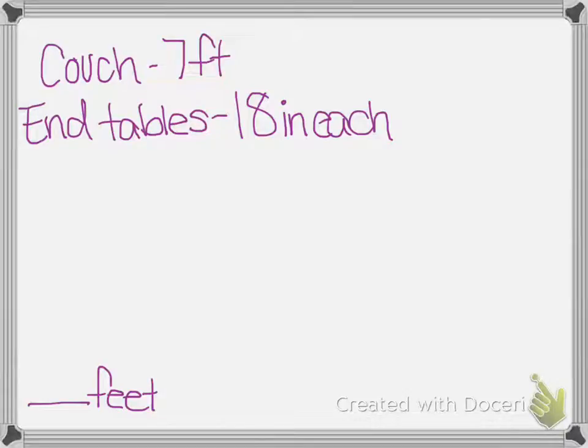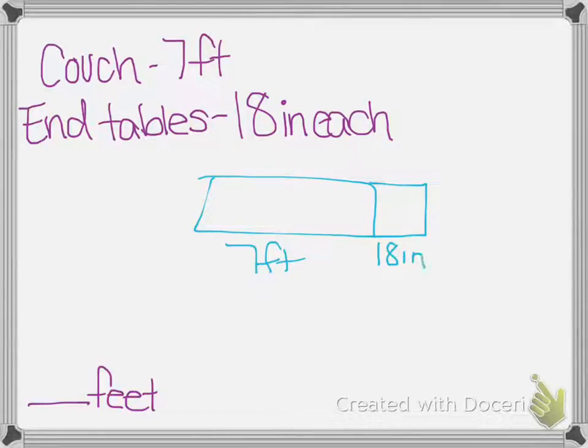Number 1 says Adam has a couch that is 7 feet long and 2 end tables that are each 18 inches wide. If he puts one end table at each end of the couch, how many feet of space will the furniture take up? So we have our couch, which is 7 feet. And then right next to it we have an end table, which is 18 inches. And we have another end table, which is 18 inches. So we want to know how many feet we have.